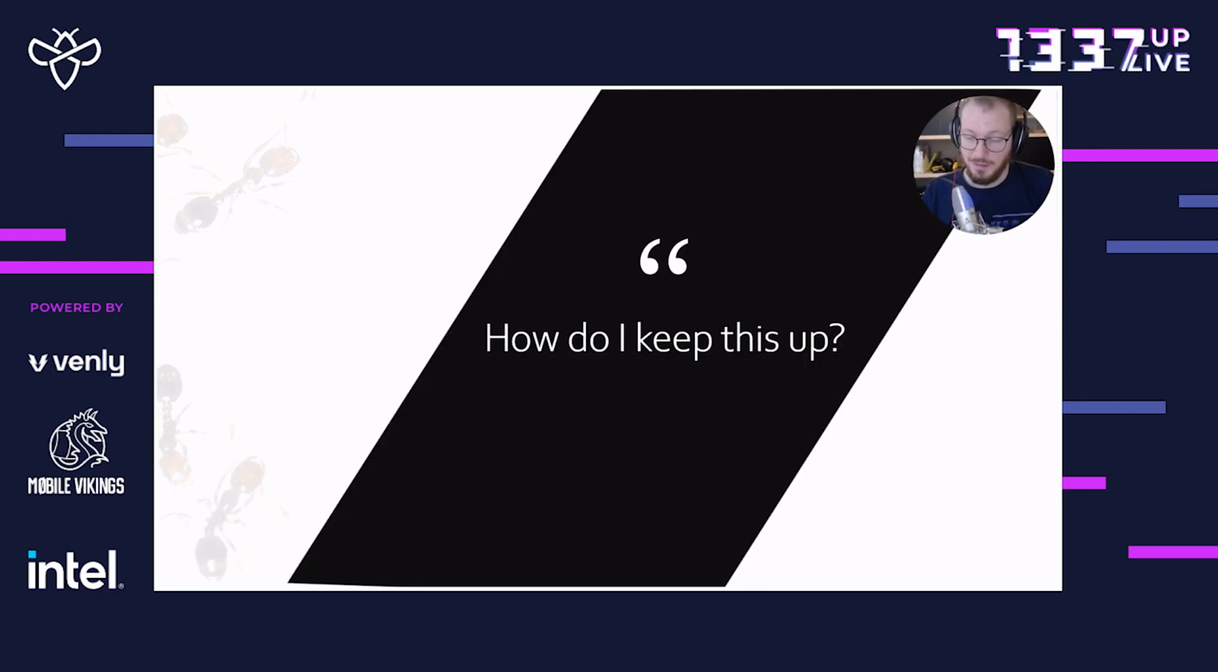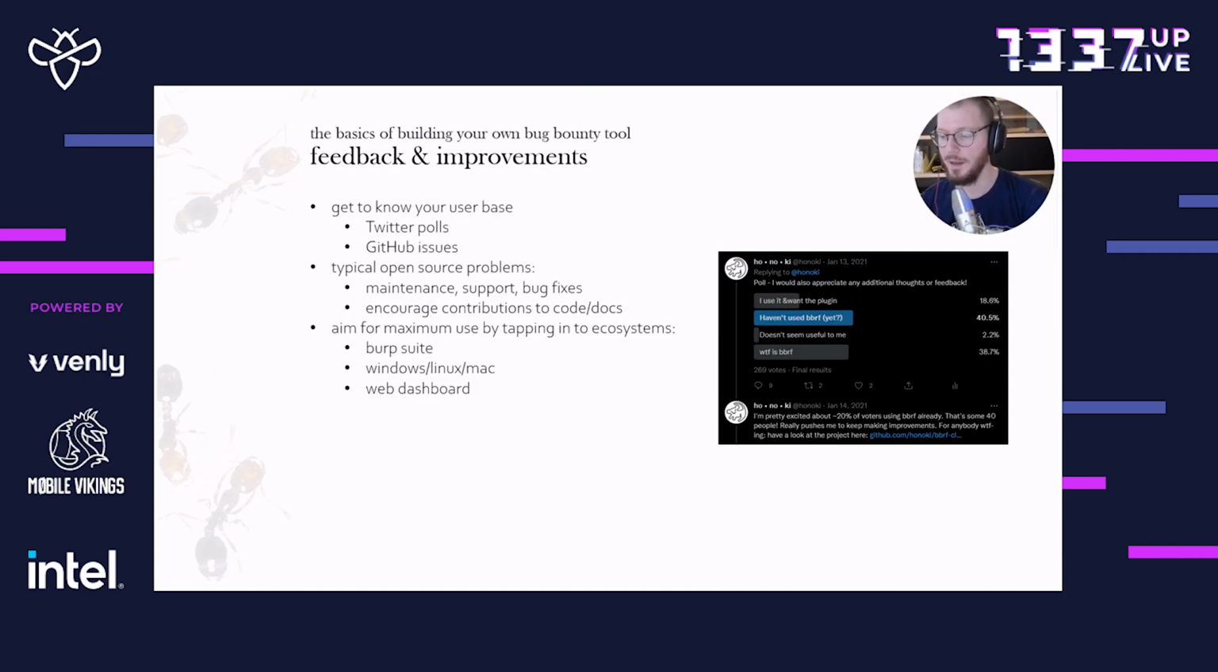Okay, so that's everything about how to publish your first bug bounty tool. Next question is, how do I keep this up? How can I make sure that what I've written can stand the test of time? How can I make sure this can still be used, one year down the line, two years down the line?